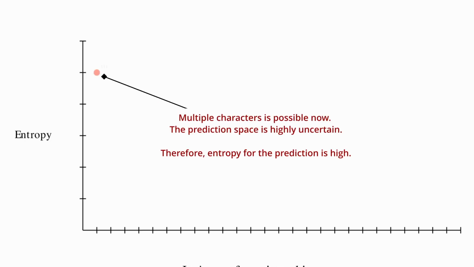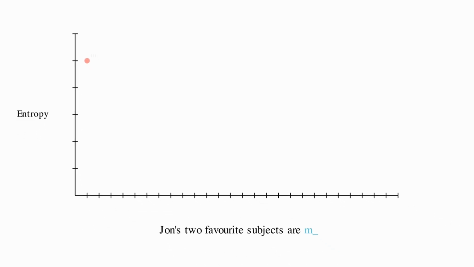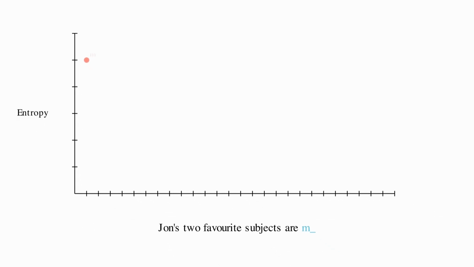What if now I let you know that the first alphabet is M and ask you to predict the next alphabet from this new sequence? Well, now the entropy is a bit lower because you have more information.